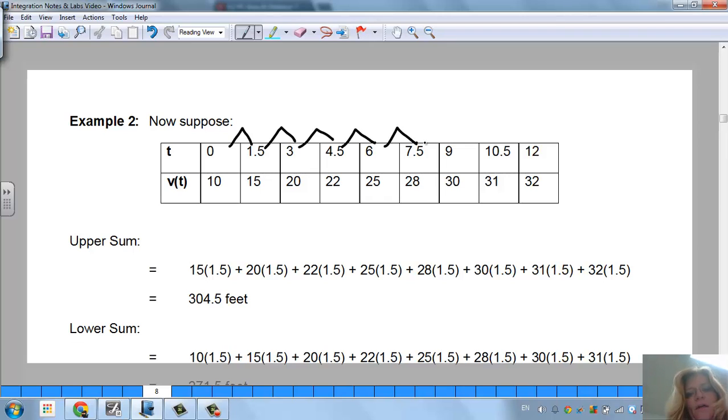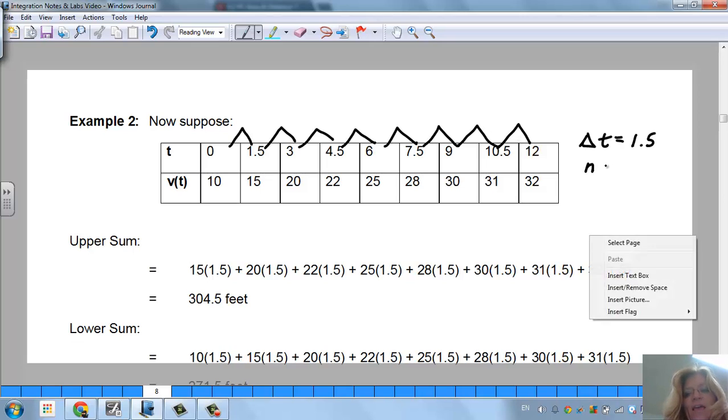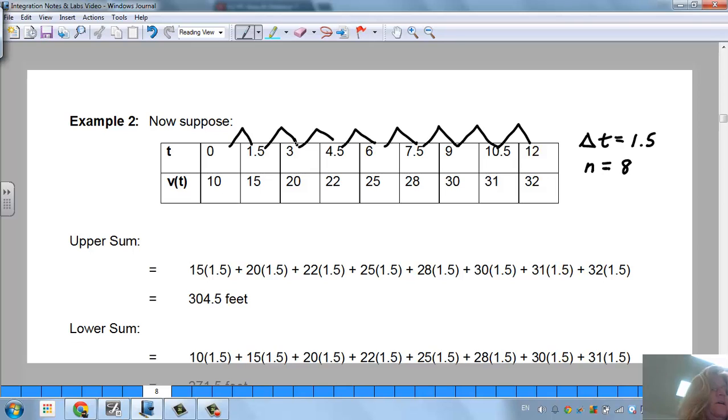So see how I have many more measurements. I have twice the amount of measurements, if you will. In this case, the change in time that I'm taking my measurements is now every 1.5 seconds versus before we took it every 3 seconds. And if I count this, I have 1, 2, 3, 4, 5, 6, 7, 8. So I counted all my rectangles here. I have 8 rectangles, or double the amount of rectangles, to see if we can find what the distance traveled is.